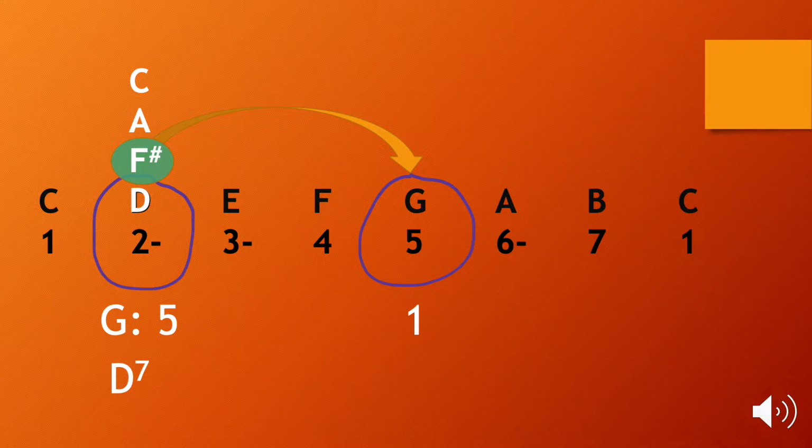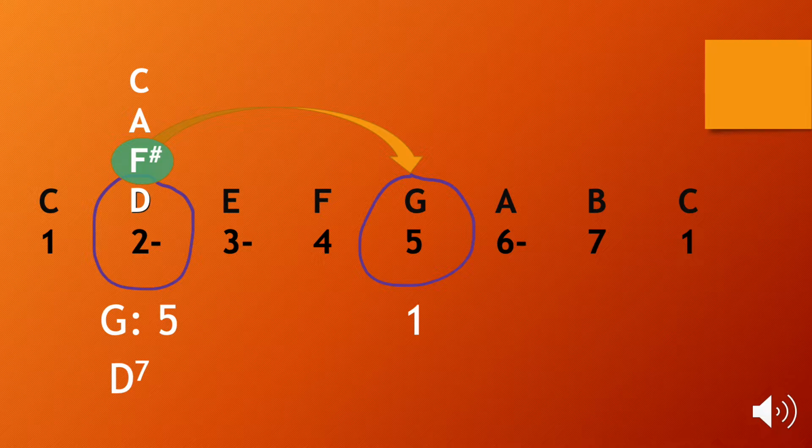We would phrase this as the 5 of 5 because D is the 5 of the G chord, which is the 5 in the original key. So this is the 5 of 5. The D is the 5 of G, which is the 5 of C.